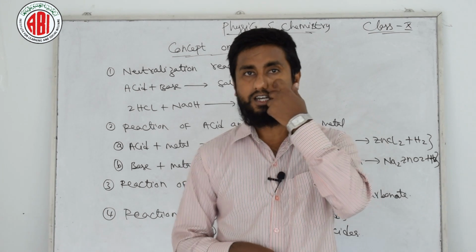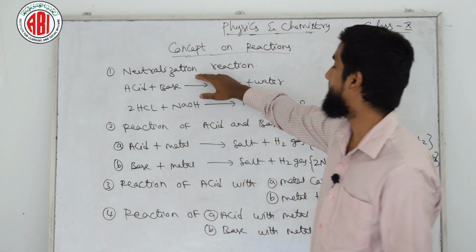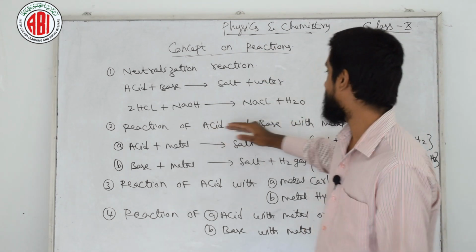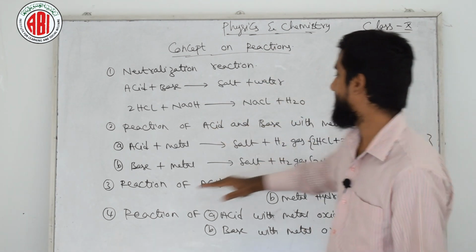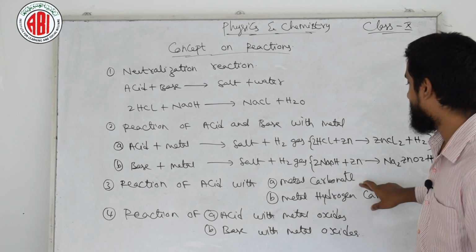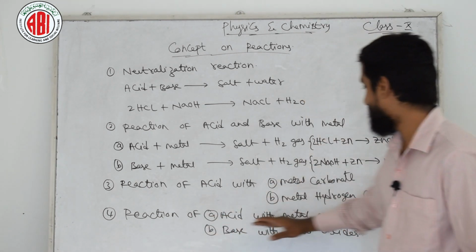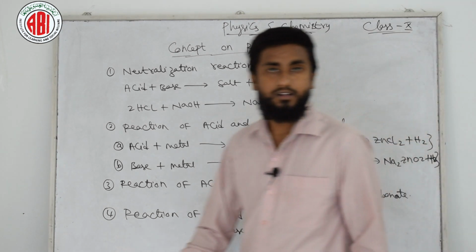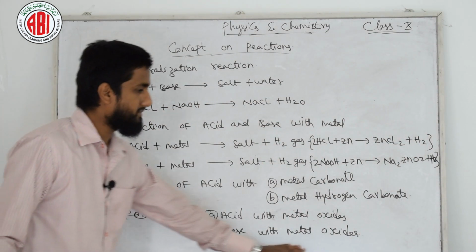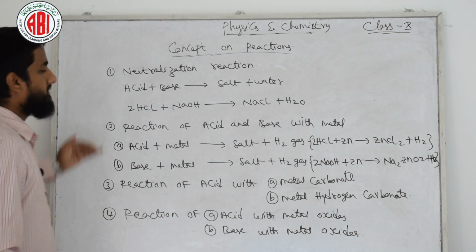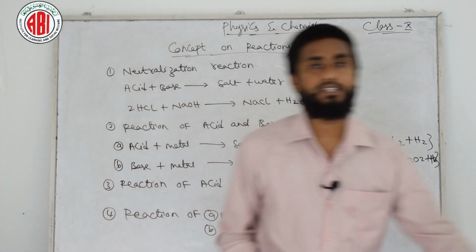Okay, starting with the reaction name, neutralization reaction, as you can see on the board. After that we have the reaction of acid and base with metal, the reaction of acid with metal carbonate and metal hydrogen carbonate, then the reaction of acid with metal oxide, and the reaction of base with metal oxide. We have this many things on the board, but we need to go one by one. So first, neutralization reaction.